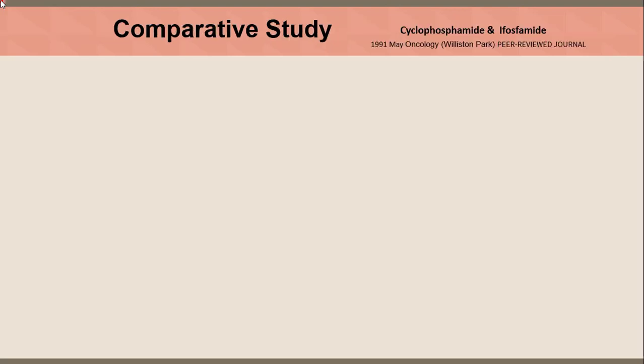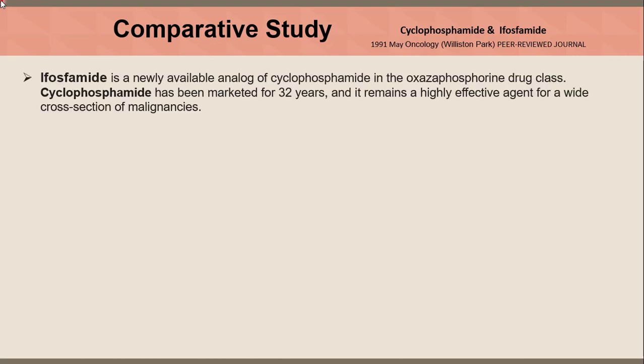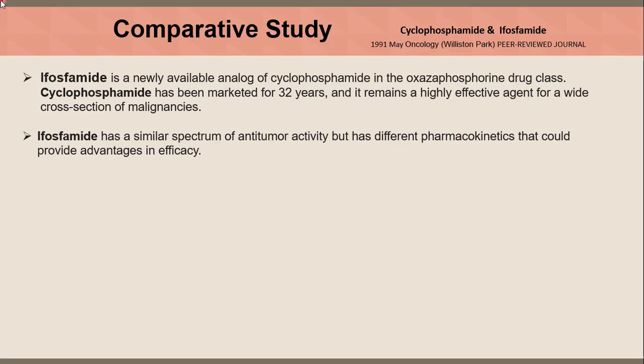According to a comparative study between cyclophosphamide and ifosfamide, published in May 1991 in a peer-reviewed oncology journal, Williston Park, ifosfamide is a newly available analog of cyclophosphamide in the oxazaphosphorine drug class. Cyclophosphamide had been marketed for 32 years, which means now around 60 years, and it remains a highly effective agent for a wide cross-section of malignancies. Ifosfamide has a similar spectrum of anti-tumor activity, but has different pharmacokinetics that could provide advantages in efficacy.